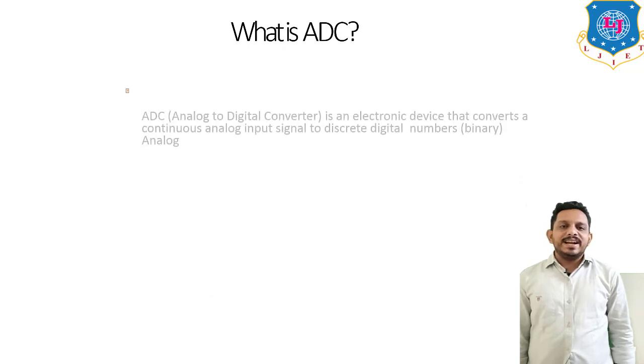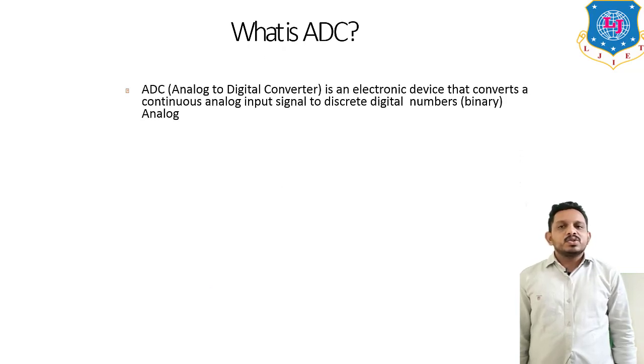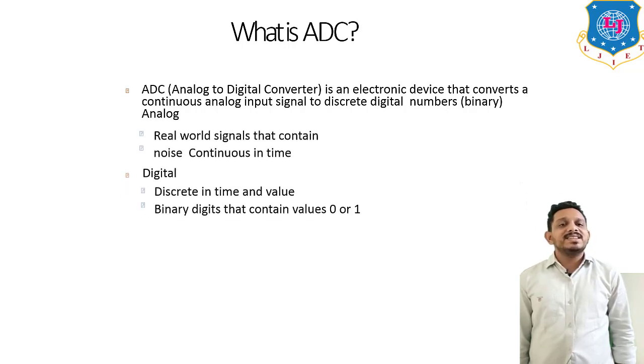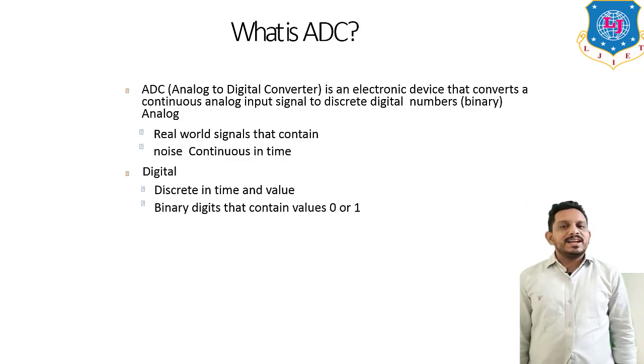Now let's see what is ADC, that is analog to digital converter. Analog to digital converter is an electronic device that converts the continuous analog input signal to discrete digital numbers, that is, in binary form. So it will convert the analog to binary digital. That means an analog signal is a continuous type of signal and a digital signal is a discrete type of signal. The real world signals are constant and noise, continuous in time. This is an analog signal. Digital signals are discrete in time and value, and binary digits contain the values 0 and 1. So this is an analog type of system, this is a digital type of system. This gives you the constant output and this gives you only output 0 and 1.